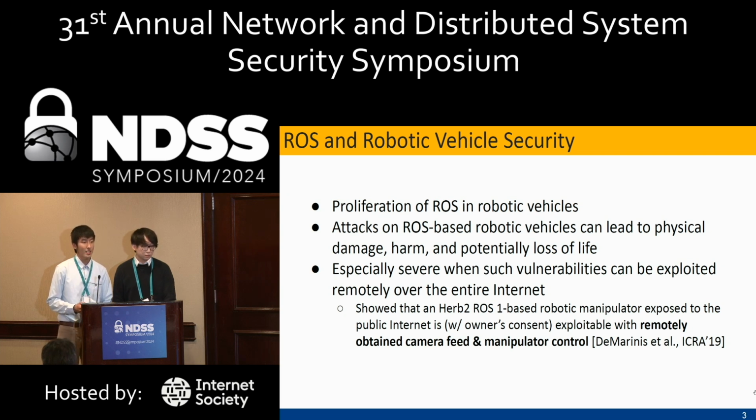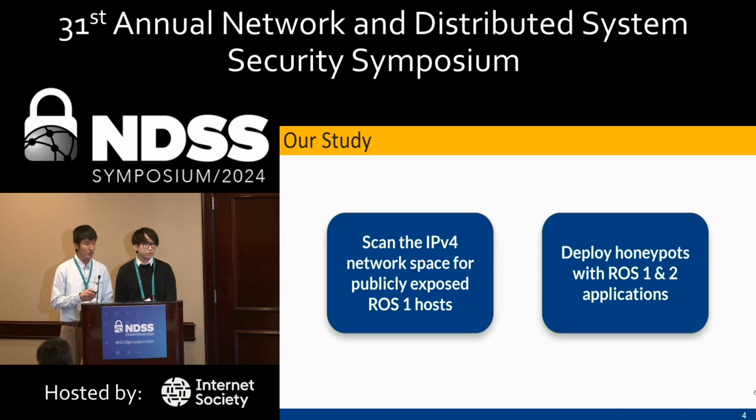There have actually been examples of this already in the research community. For example, Demarinis et al. in 2019 were able to detect a publicly exposed robot and not only access its camera feed, but also manipulate its movements as well. And so we performed a two-part study as part of our research. The first part, which Wentao will describe, is to scan the IPv4 network space for publicly exposed ROS1 hosts. And then the second part is to examine the perspective of these victim robots, by deploying honeypots with ROS1 and 2 applications and examining the network traffic they receive.